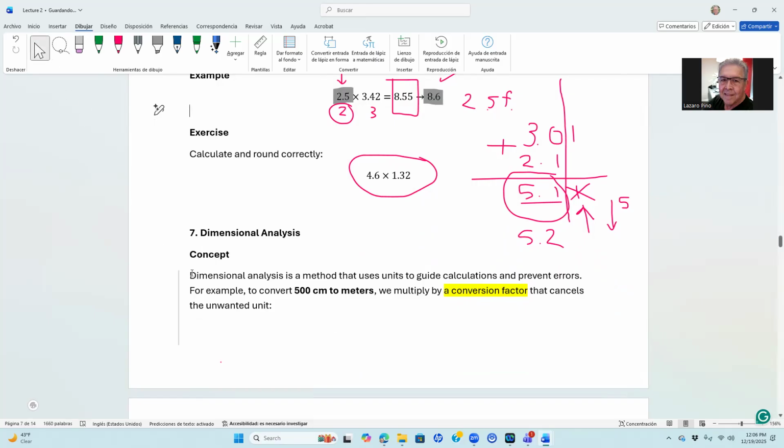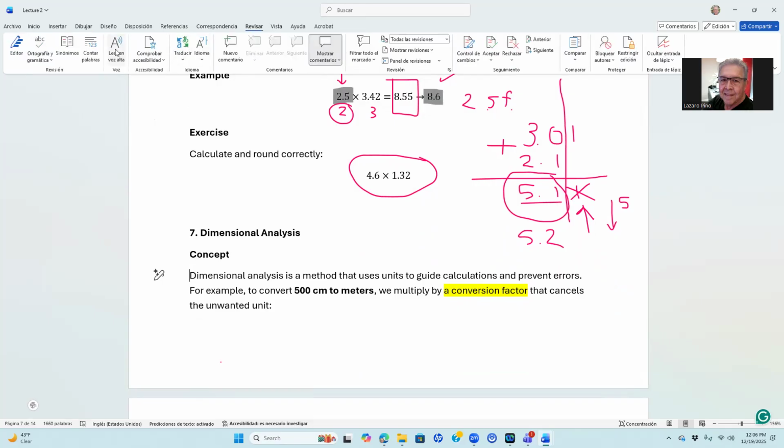Let's continue as we are doing. Dimensional analysis is a method that uses units to guide calculations and prevent errors. For example, to convert 500 centimeters to meters, we multiply by a conversion factor that cancels the unwanted unit.